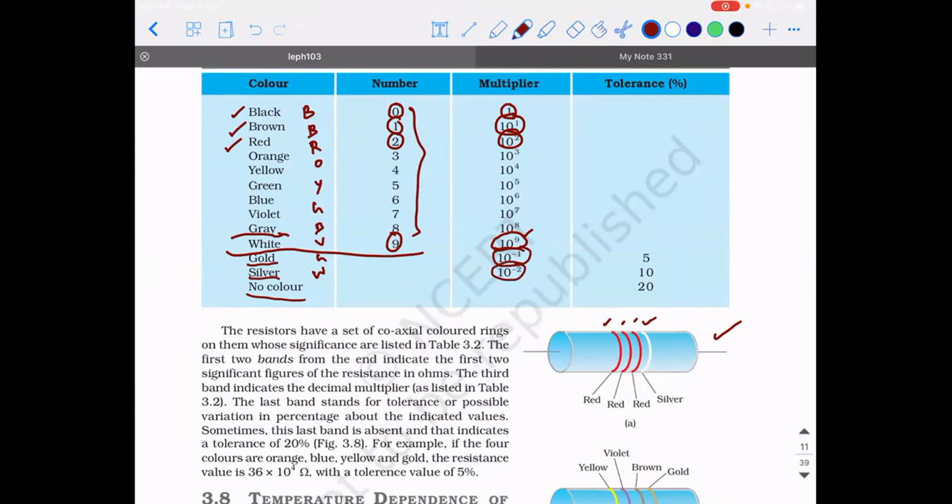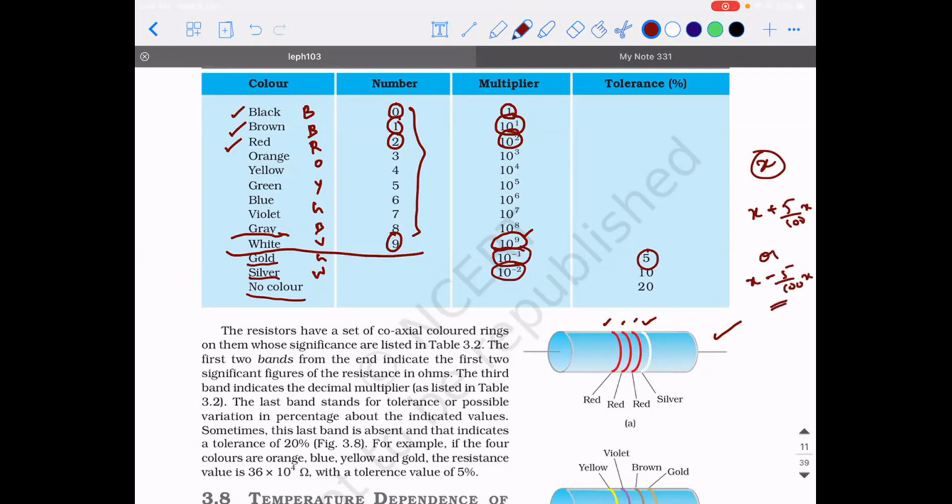And for the last line, there is something called tolerance. This tolerance means the extent to which you are allowed to make an error. For example, by using the color code, you'll find a resistance. Let's say you have got the value as X. Then tolerance 5% means that value can be X plus 5 by 100 times X or X minus 5 by 100 times X. That is the meaning of tolerance.